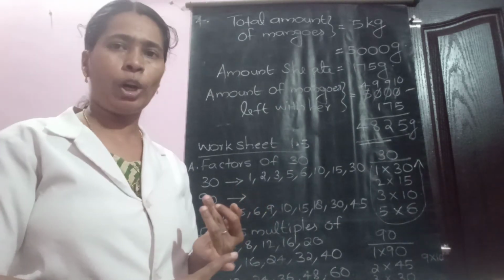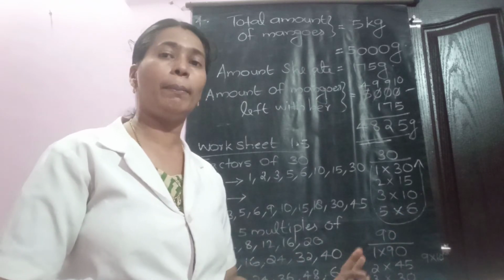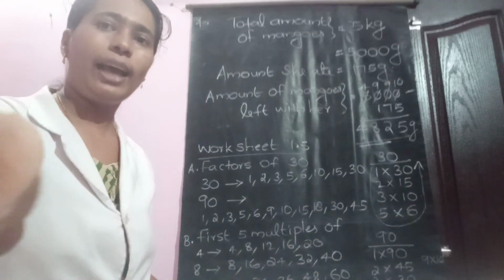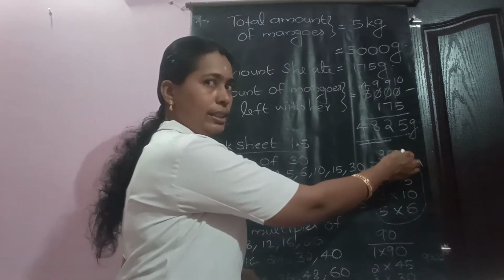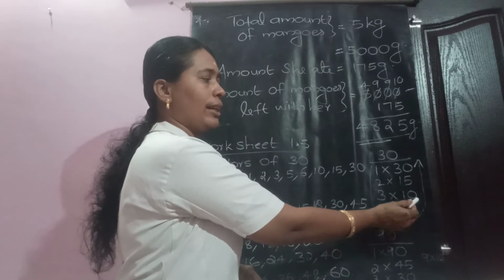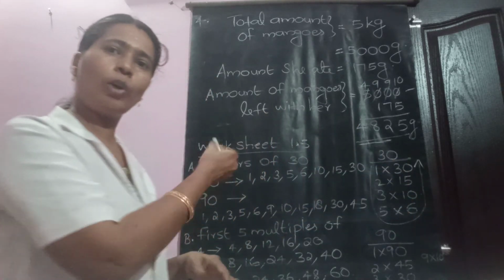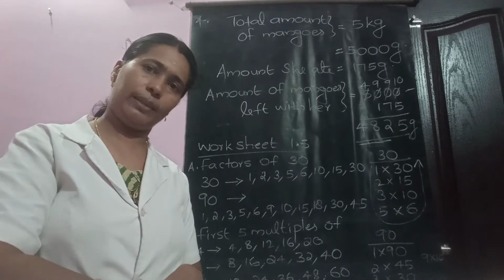Then 4 is not possible but 5 is possible. 5 into what number? 5 into 6. After getting this, you take a U-turn like this. U-turn means 1, 2, 3, 5, 6, 10, 15, 30. Put commas and write down. These are the factors of 30.